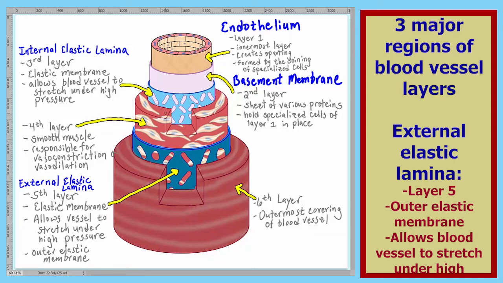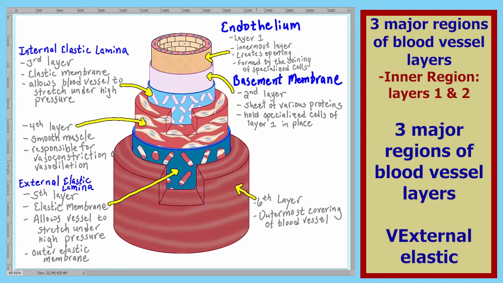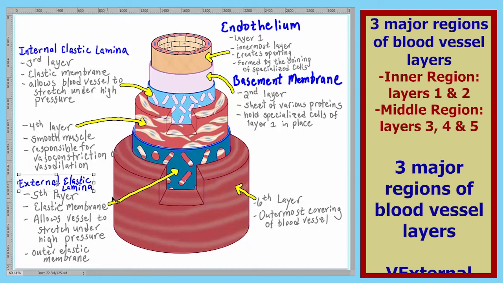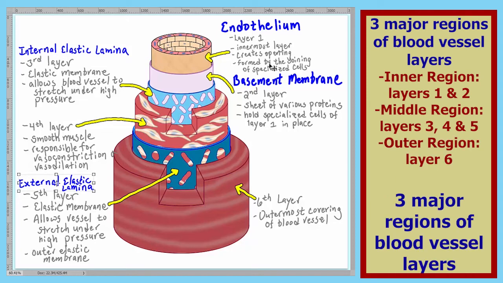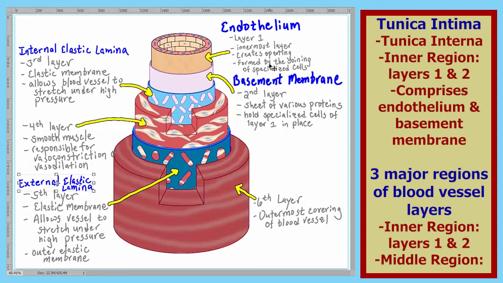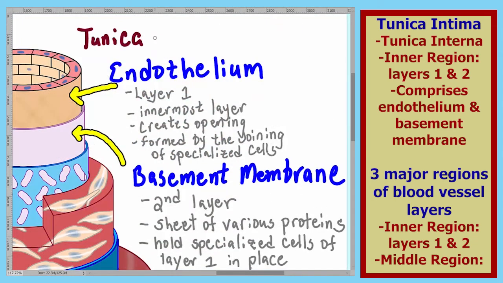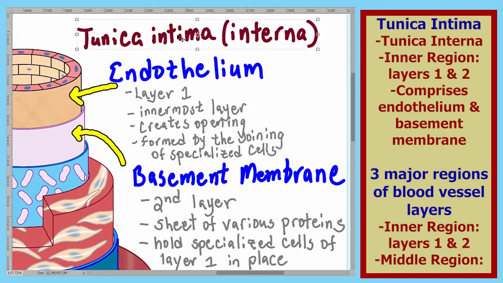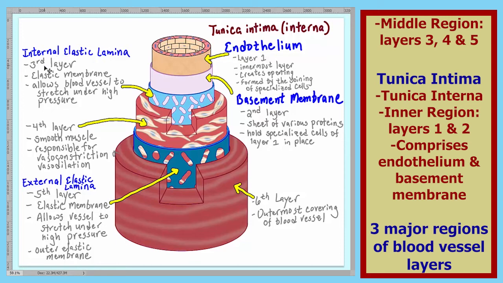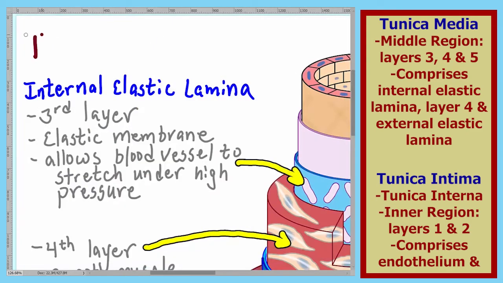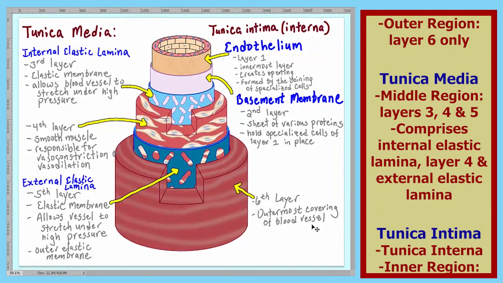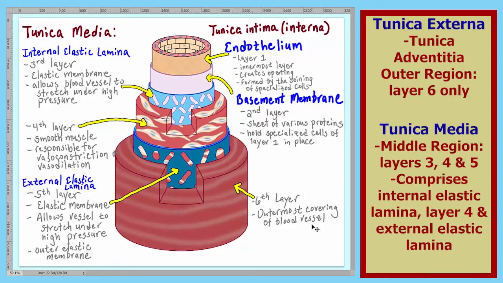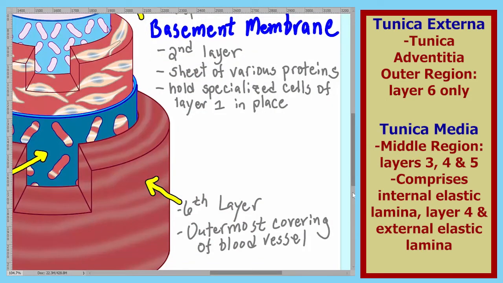There are 3 major regions to a blood vessel. The first 2 layers make up the first region, the next three layers make up the second region, and the outer layer makes up the last region. The first region is known as the tunica intima, or the tunica interna. The tunica intima is composed of the endothelium and the basement membrane. The second major layer, which is composed of layers 3, 4, and 5, is known as the tunica media. And the last major layer, which consists of only one minor layer, layer 6, is the tunica externa. This layer is also known as the tunica adventitia.